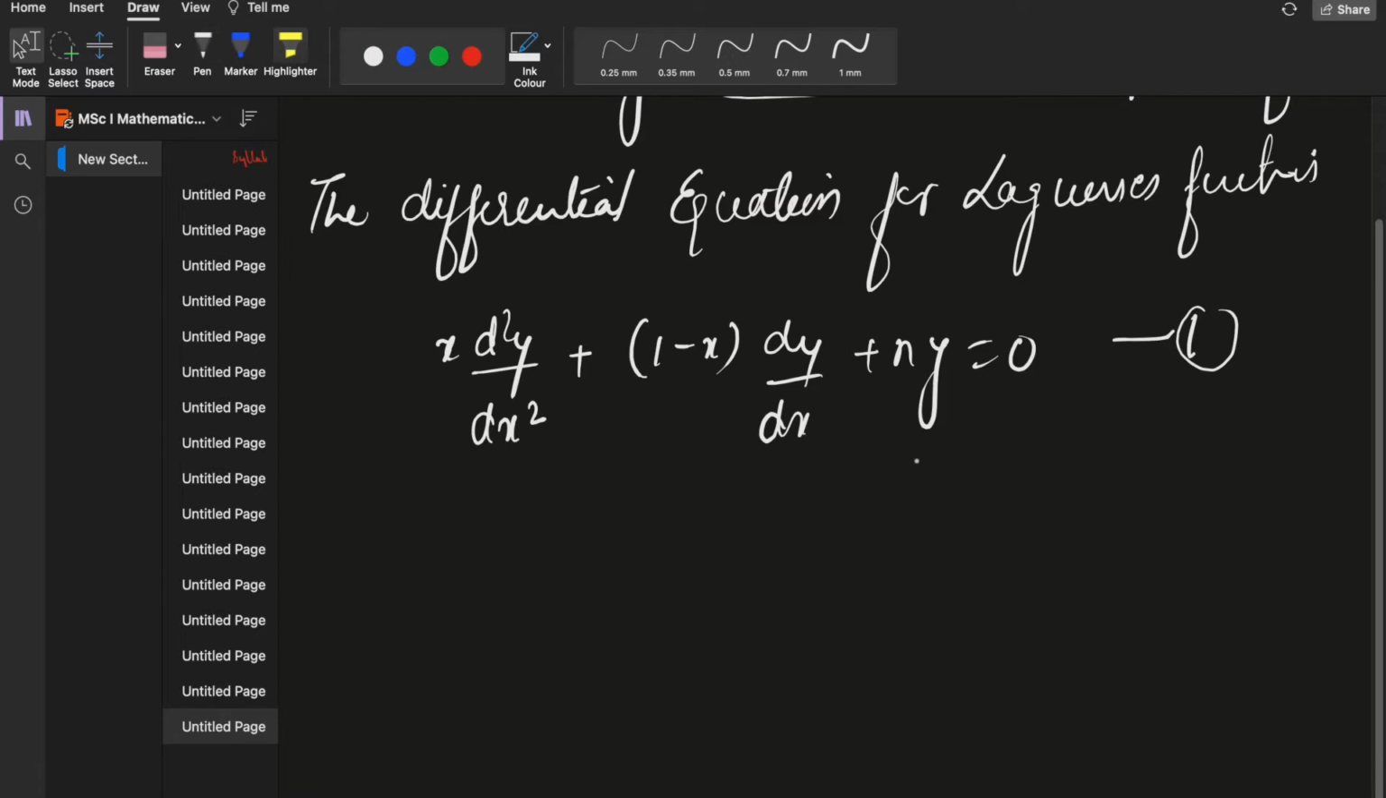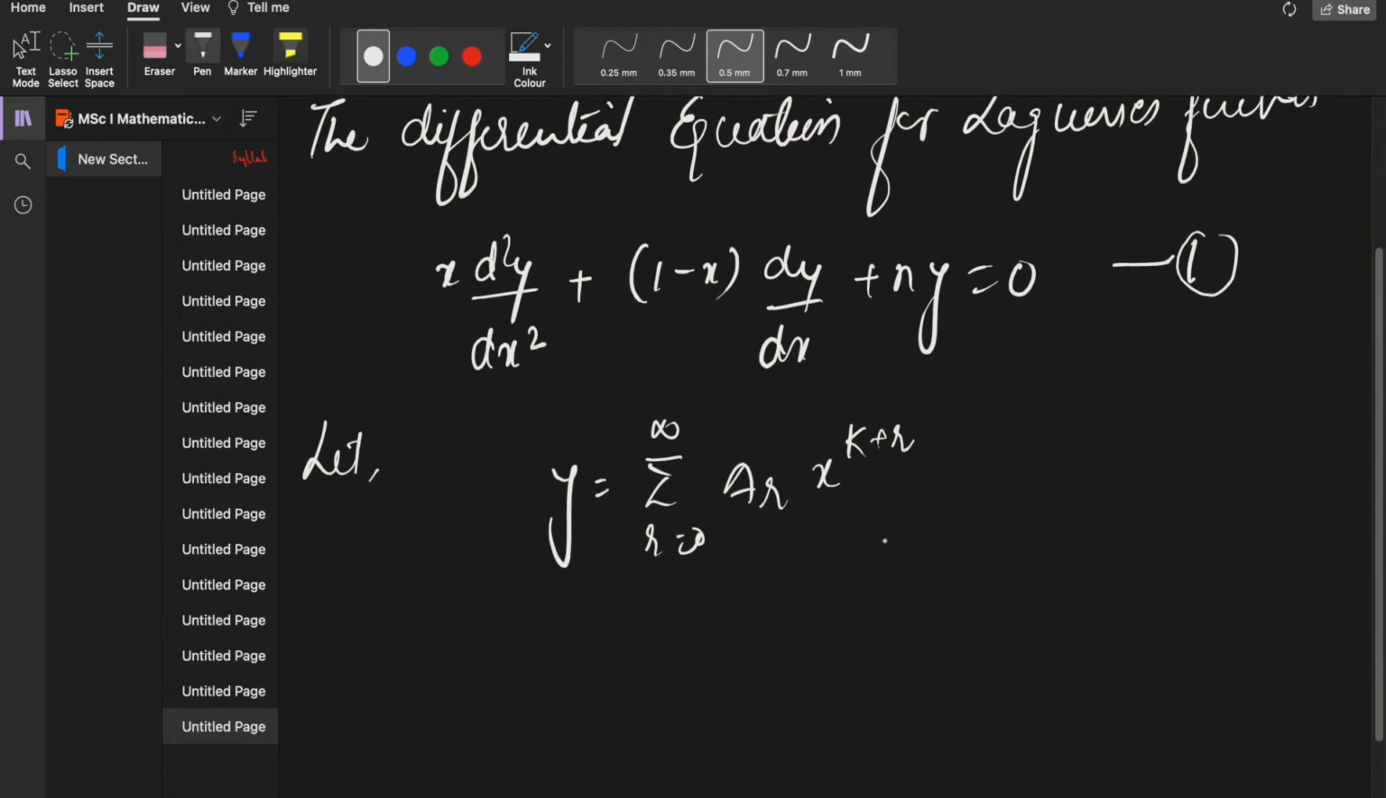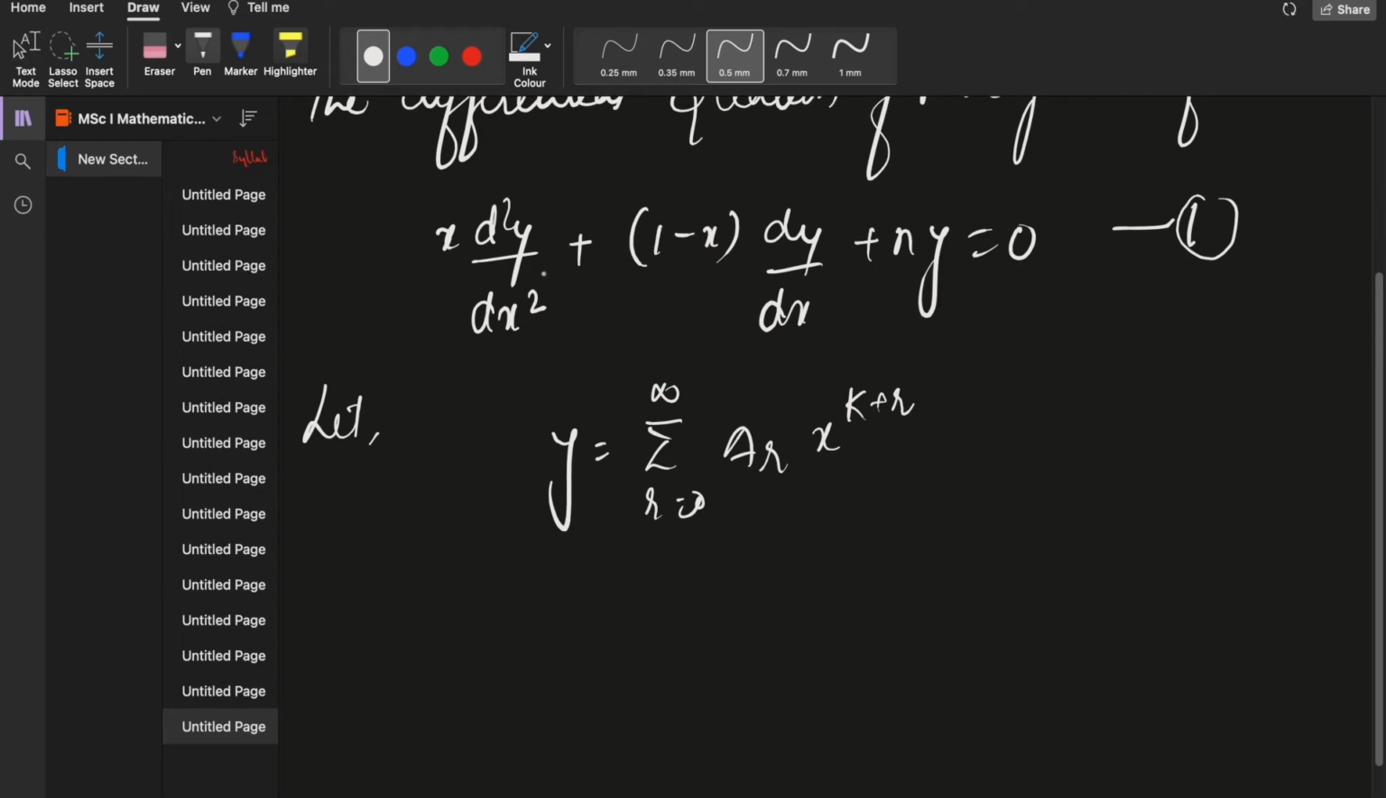There must be some solution for this differential equation. So assume that y is the solution, say summation r tends to 0 to infinity ar x to the power k plus r. I have assumed it in increasing order of k plus r. To satisfy the equation, I need to differentiate y with respect to x, and then differentiate a second time.